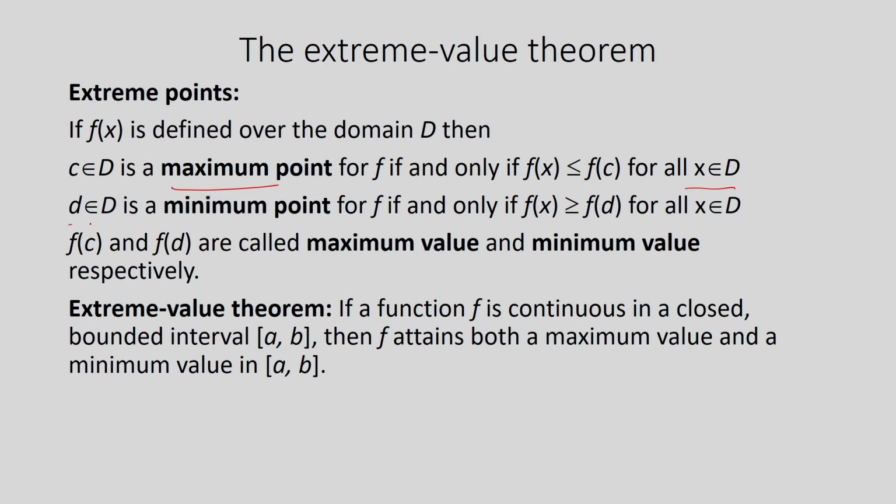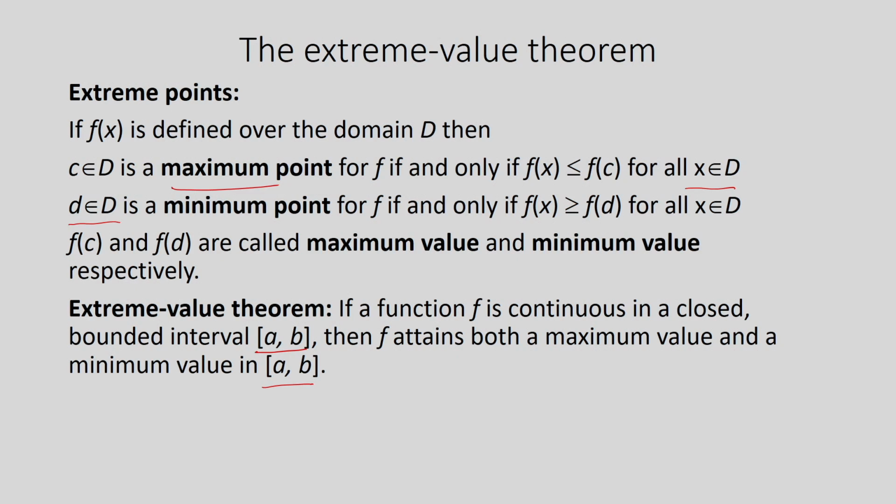Similarly, small d belonging to capital D is called the minimum point for f if and only if f(x) is greater than or equal to f(d) for all small x belonging to capital D. f(c) and f(d) are called maximum value and minimum value respectively. So, maximum point, maximum value, minimum point, minimum value. Now, we come to the extreme value theorem. If a function f is continuous in a closed bounded interval a to b, then f attains both a maximum value and a minimum value in the same interval a to b.